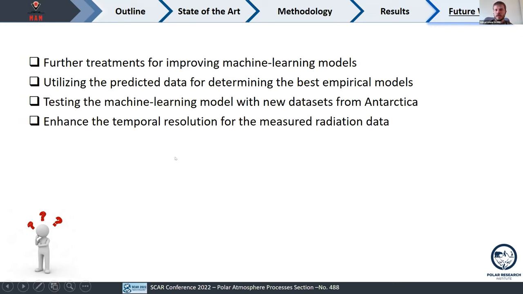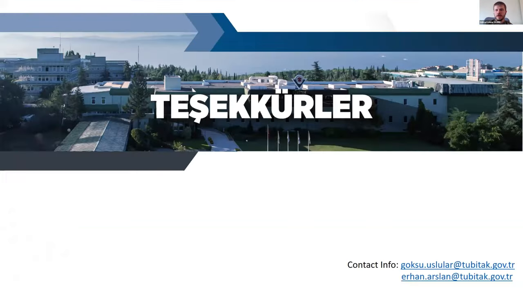And also in our ongoing work, we are willing to enhance the temporal and also the spatial resolution of the measured data set for a better understanding of the prediction models for the area. So thank you for your attendance, and we are happy to receive any contribution.